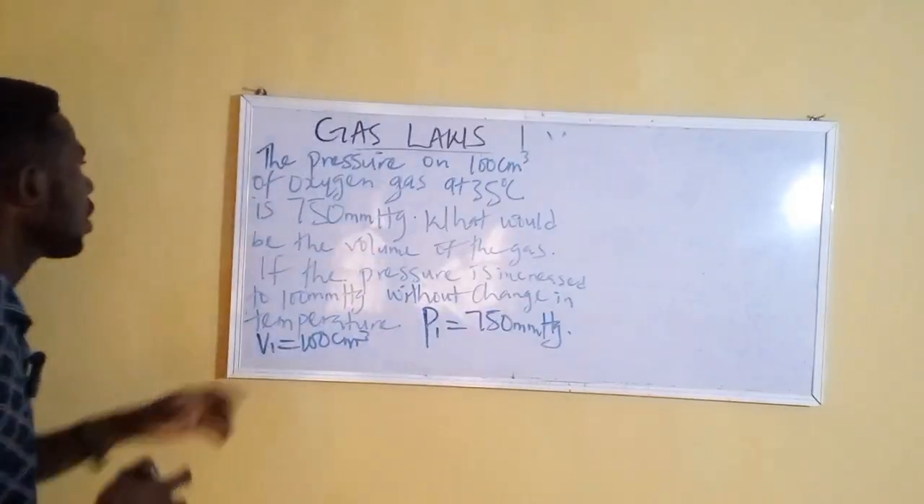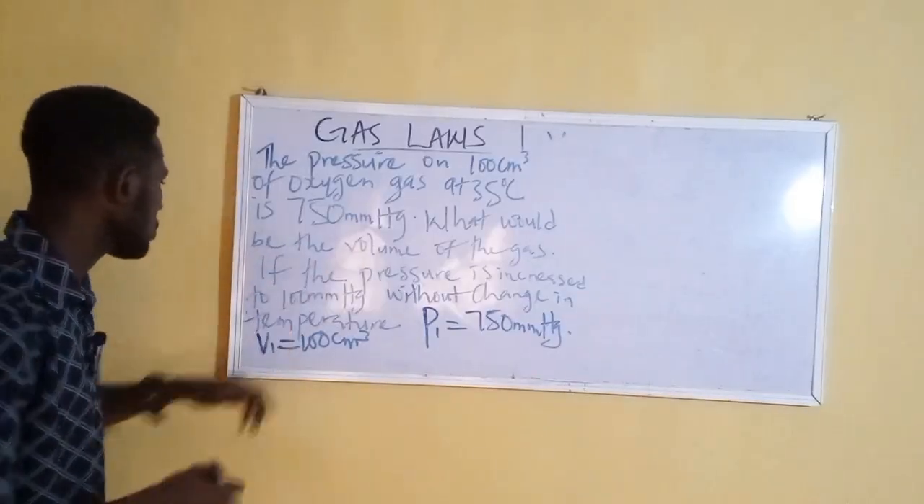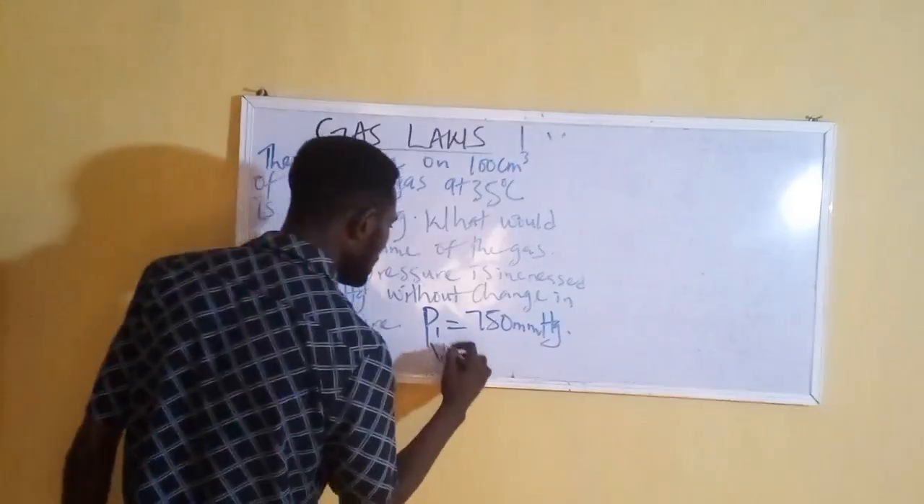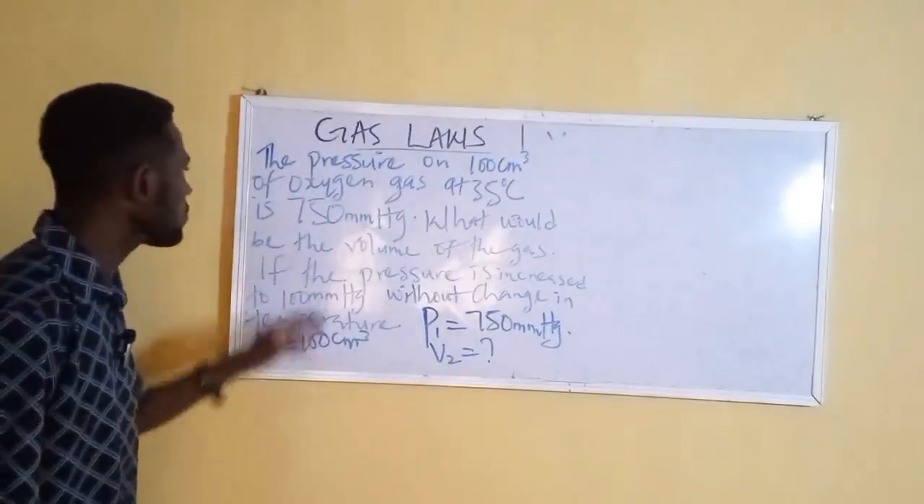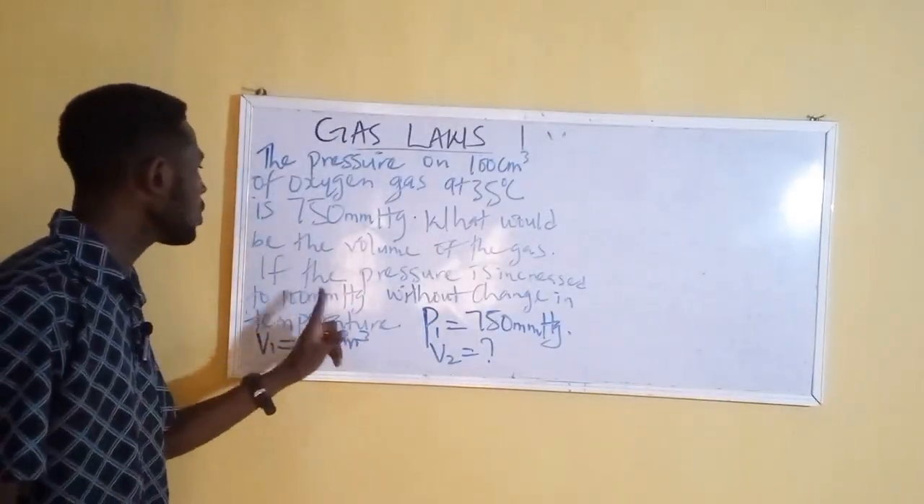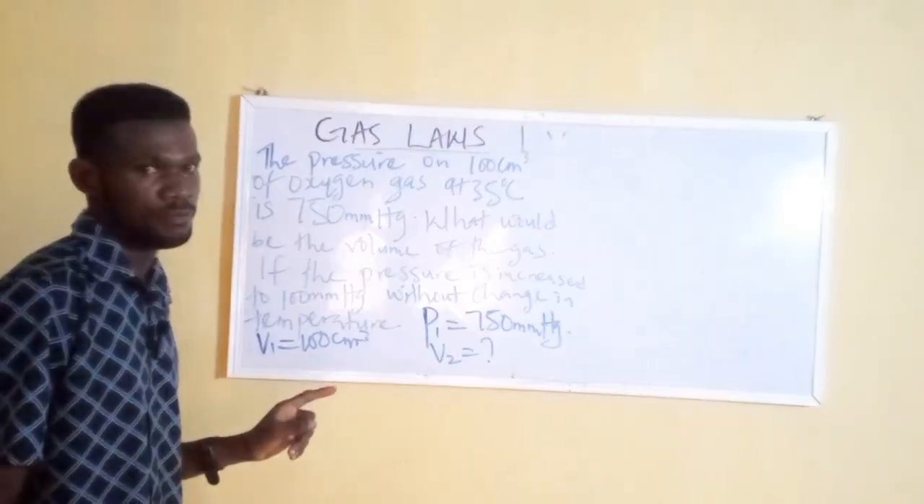Okay, now the next one. What would be the volume of the gas? So that means we are looking for a V2. We do not have a V2. What would be the volume of the gas if the pressure is increased to 100 millimeter mercury?